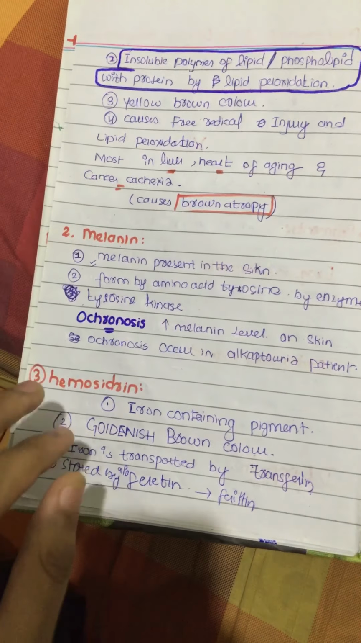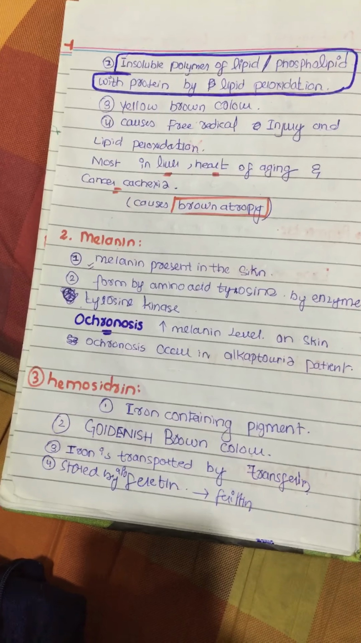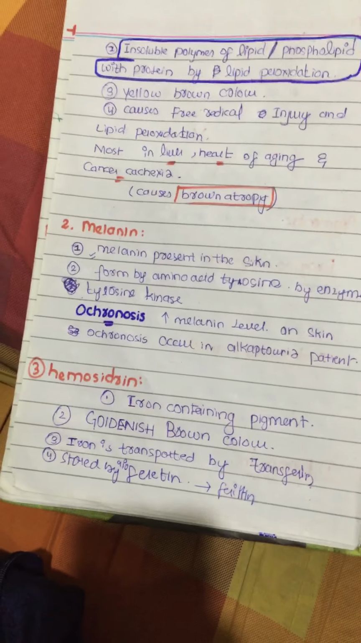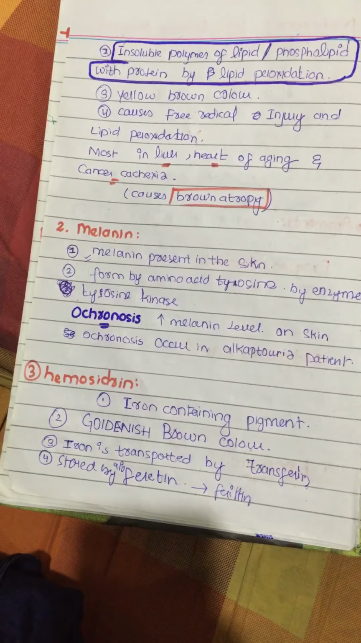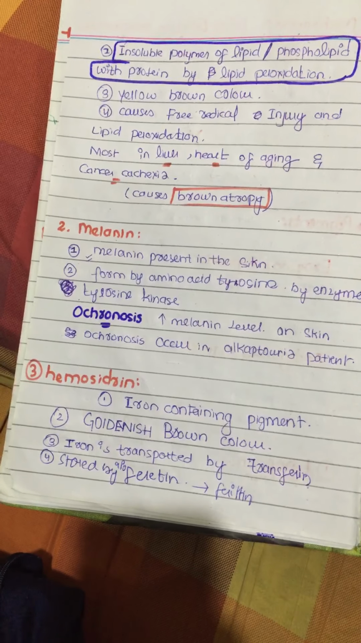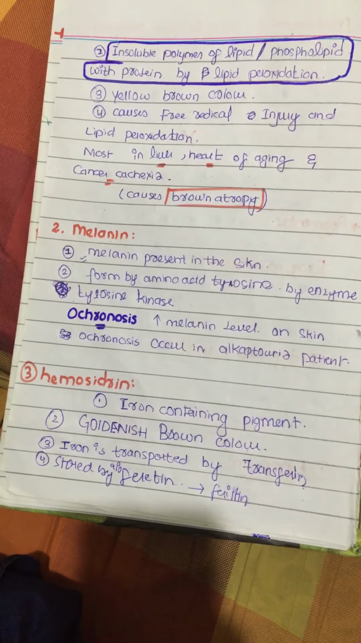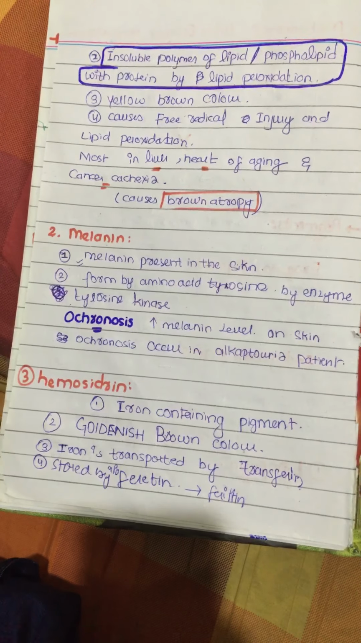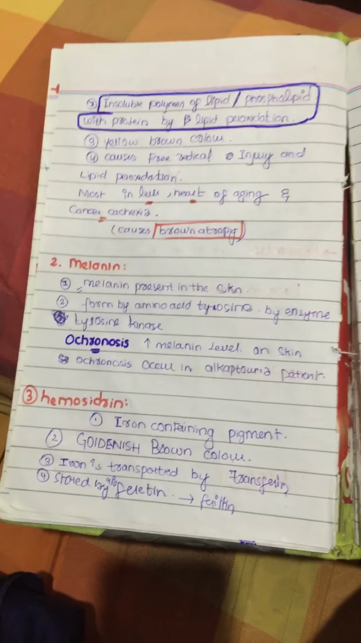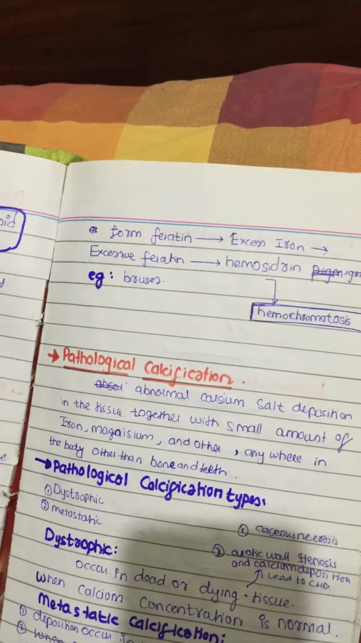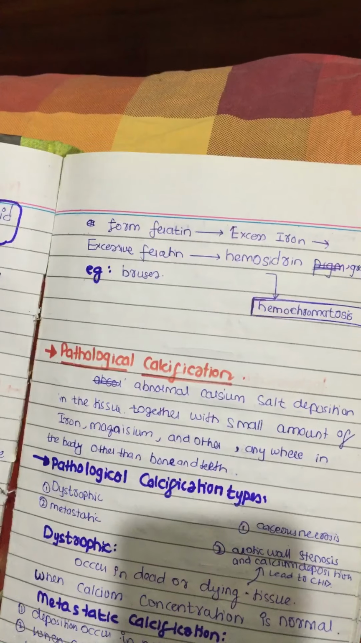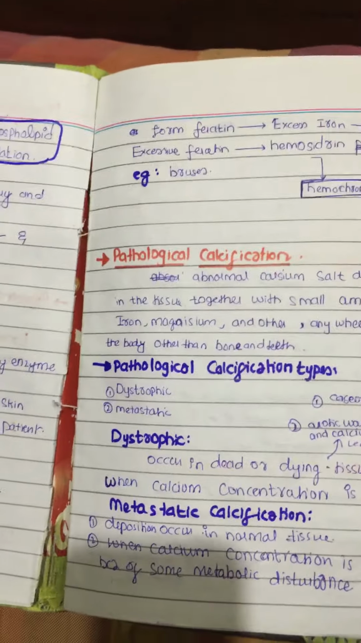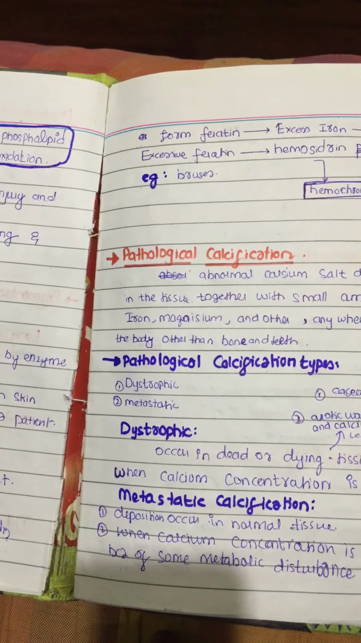Now the third pigment is hemosiderin. Hemosiderin is the pigment which causes bruises. It is an iron-containing pigment, and it is stored in the form of apoferritin, transferred from one place to another in the form of transferrin, and mainly present in the form of ferritin. The ferritin is going to be converted into hemosiderin, and hemosiderin is going to cause hemochromatosis.